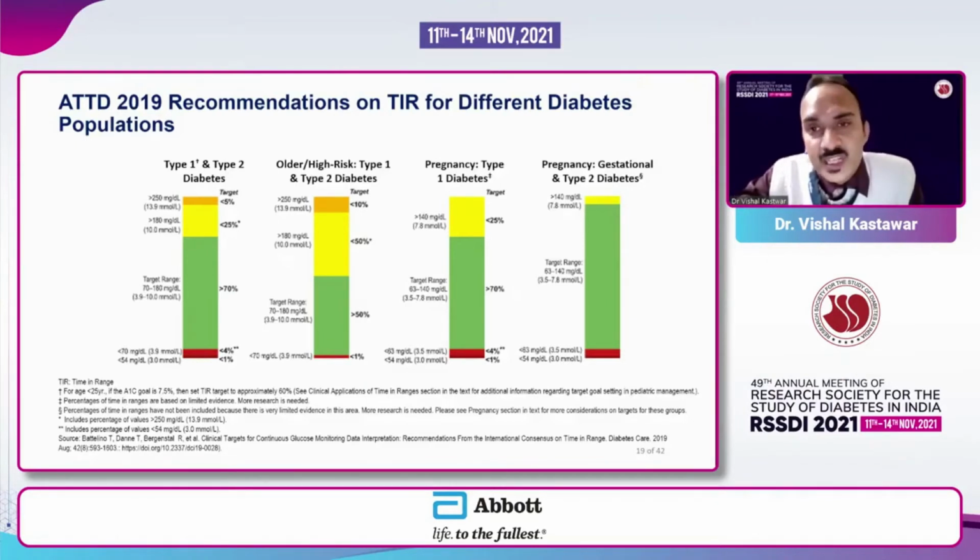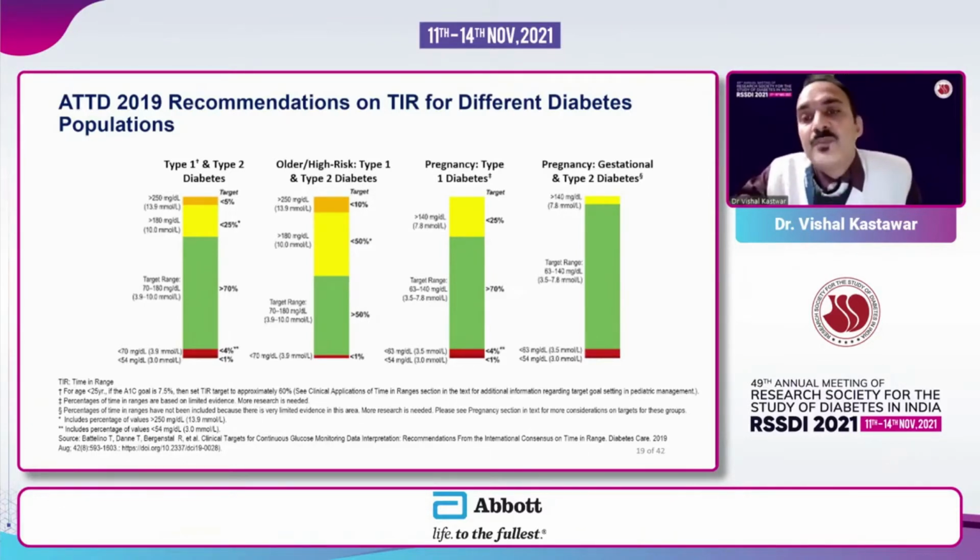Pregnancy is a specific state in which they have identified that tighter glucose control results in better outcomes. So the required glucose range has been fixed at 63 to 140 milligram per deciliter, and it is different from the normal adult population.